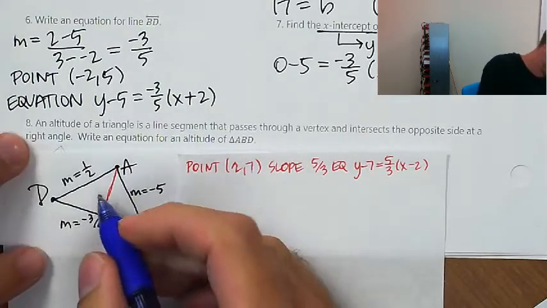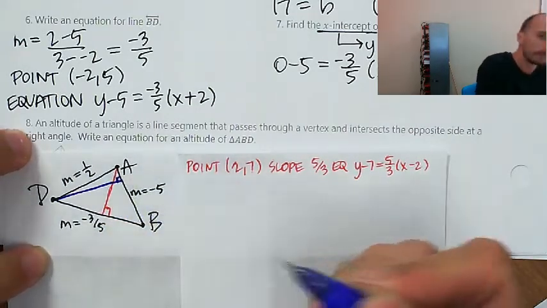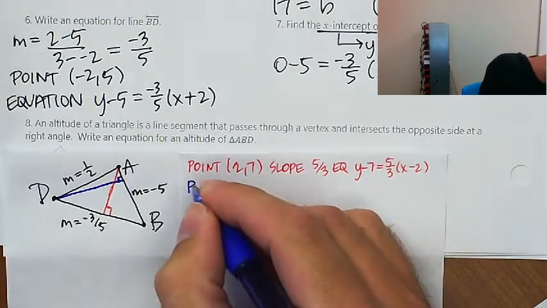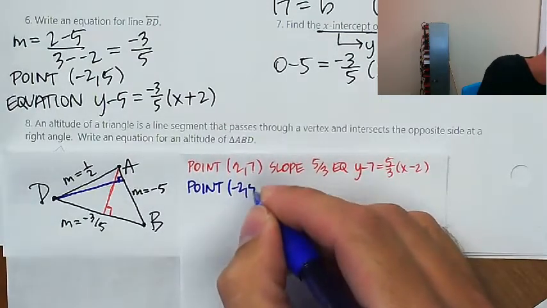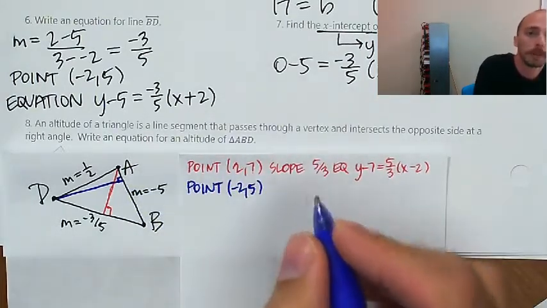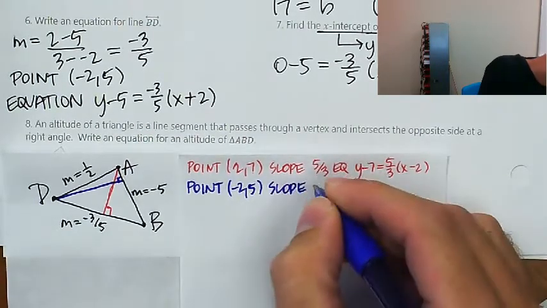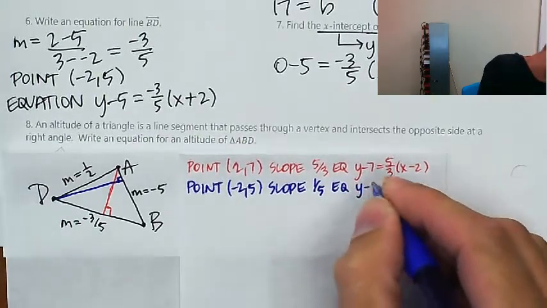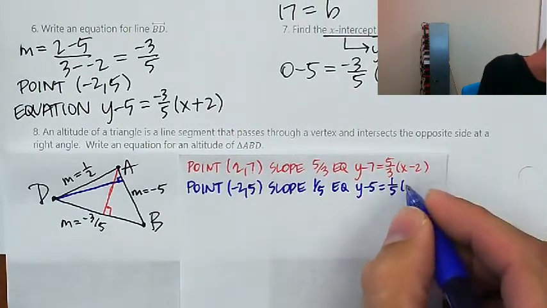Okay, the second one is going to be over here, and this one might be tough for me to draw. Actually, no, it looks like it's kind of perpendicular. Okay, this one is going to go through point D, and that's going to be -2 and 5. Okay, the slope needs to be perpendicular to this one that has slope -5, so that would be positive 1/5. And then I can write the equation, y minus 5 equals the slope times x minus -2.